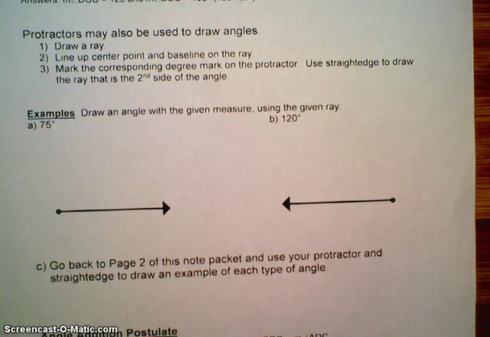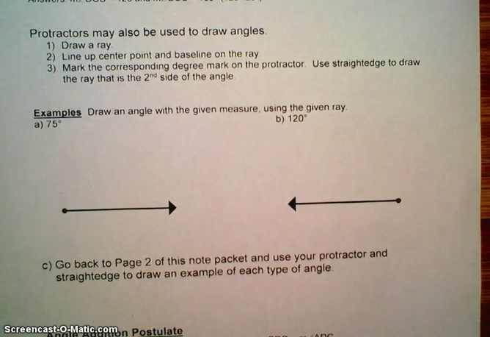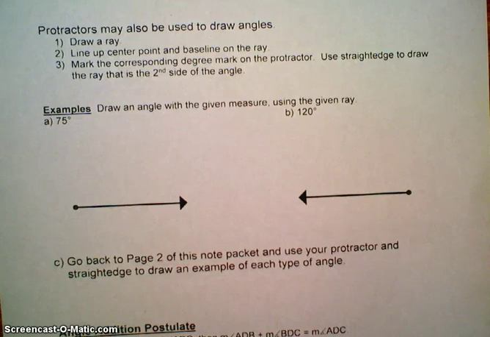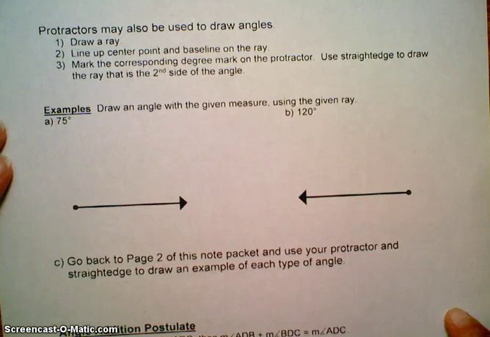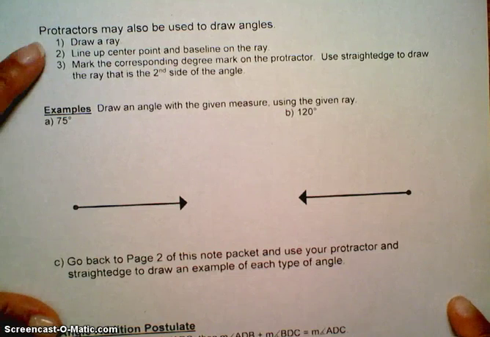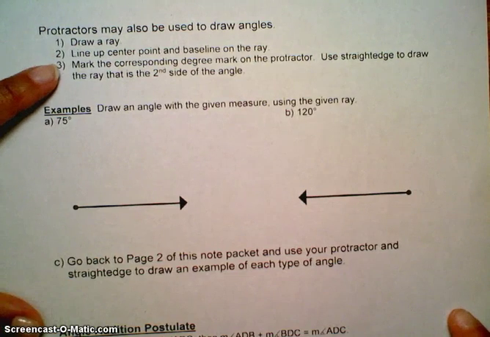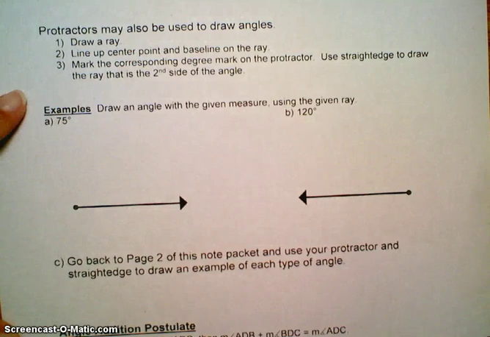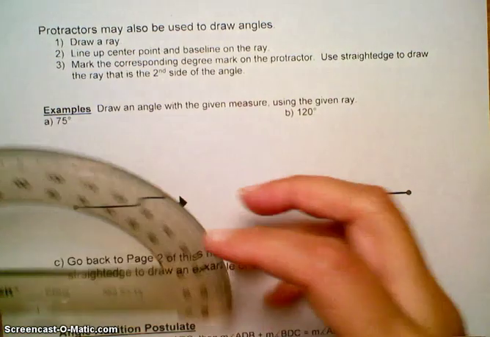Hi, we're on page 4 of the note packet for chapter 1, sections 4 and 5. So we use protractors to measure angles and we use them to draw angles. So to draw an angle, you draw a ray, you line up the center point and baseline on the ray, and mark the corresponding degree mark on the protractor, then use the straight edge to draw the second side of the angle. So I'm going to take my protractor.